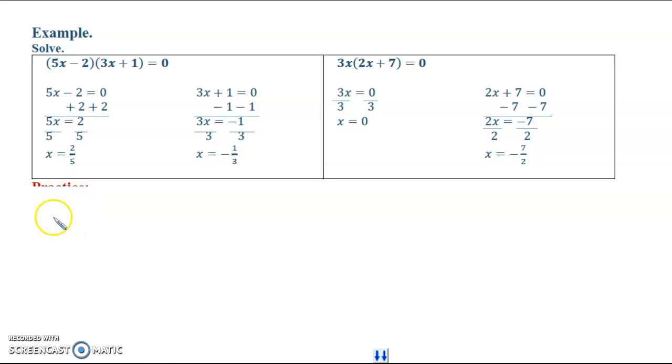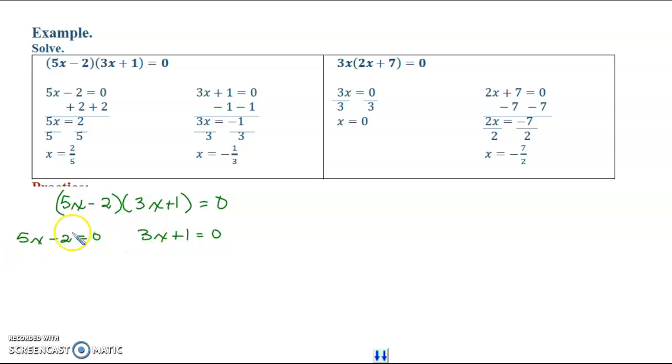Okay, let's work some of these out. So we have this equation. We have 5x minus 2 times 3x plus 1, and it is equal to 0. Remember, that was the important thing that we had to remember, is that y had to be 0. Now, when I'm working this through, I want to make sure that at least one of these has to be 0 for this to be a true statement. So what I'm going to do is I'm going to bring down this expression, and I'm going to bring this expression down.